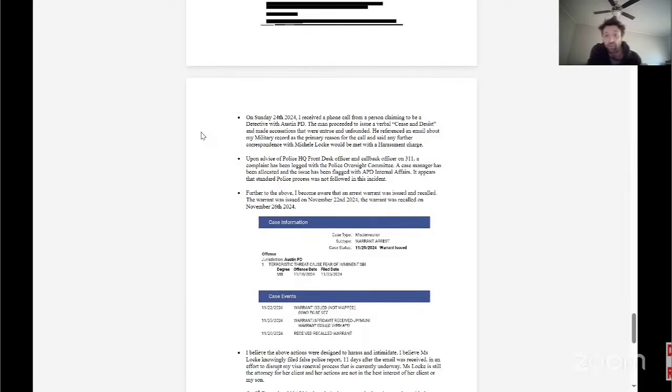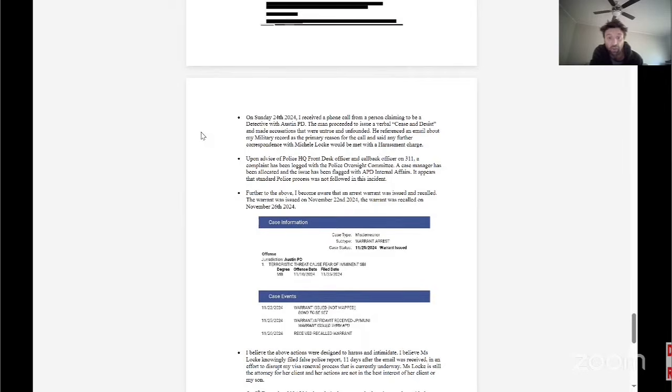Upon advice from the police headquarters front desk officer, an Officer Cutler, and a callback officer on 311, a complaint has subsequently been lodged with the Police Oversight Committee, Office of Police Oversight. A case manager has been allocated and the issue has been flagged with APD Internal Affairs. It appears that standard policing processes were not followed in this incident. I have a follow-up call next week.